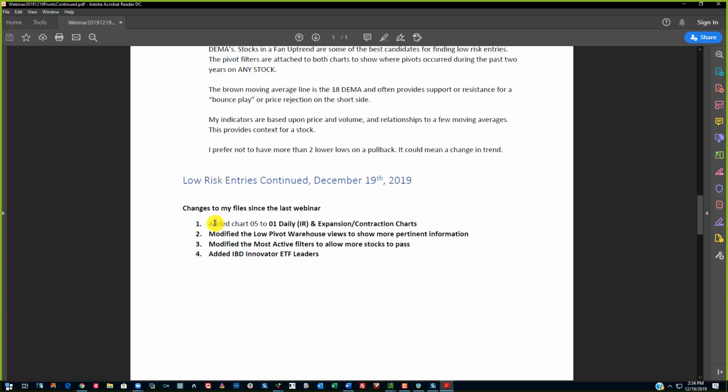Changes to my files since the last webinar. I added that chart I just told you about. I am going to show you the low pivot warehouse views to show more pertinent information. Modified the most active filters to allow most stocks to pass. And added IBD Innovator ETF leaders.